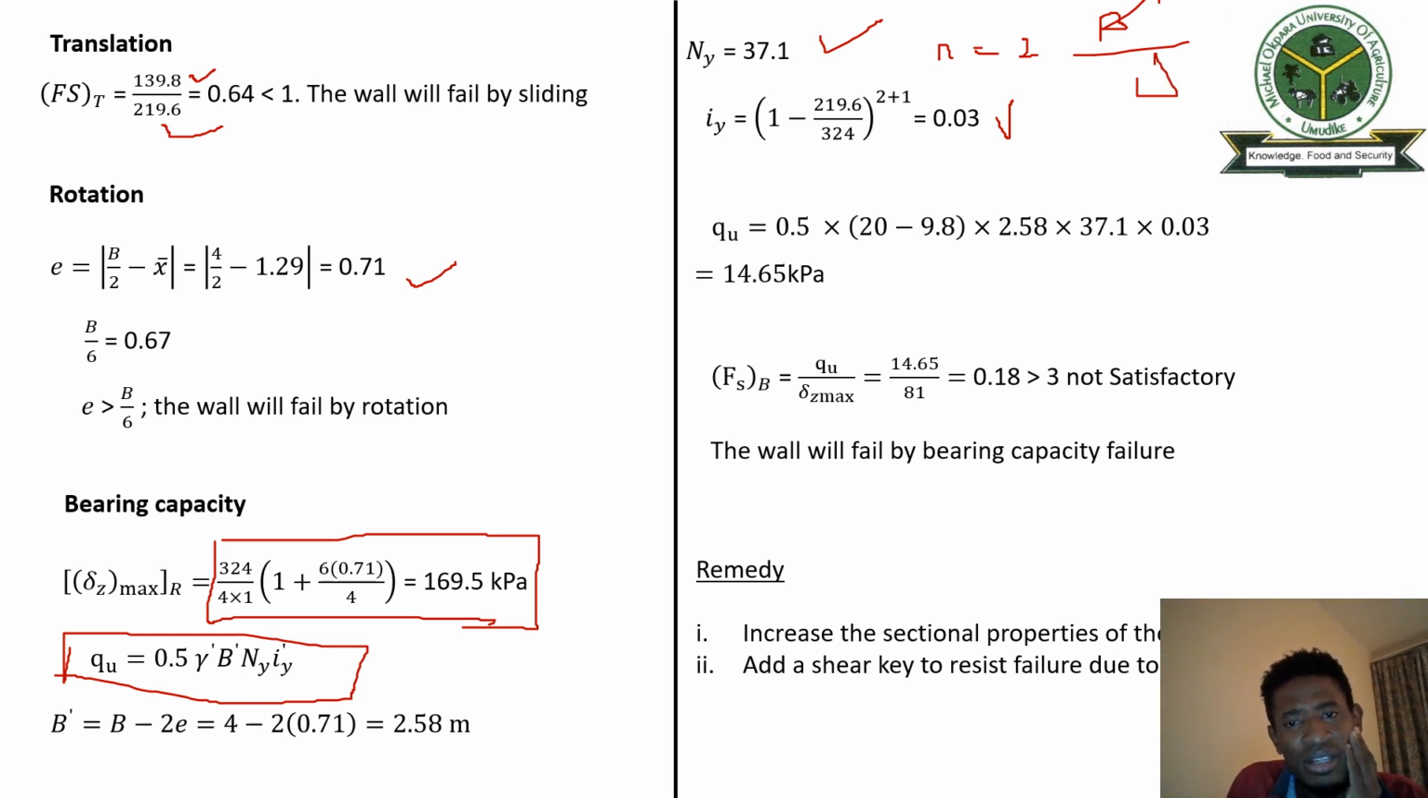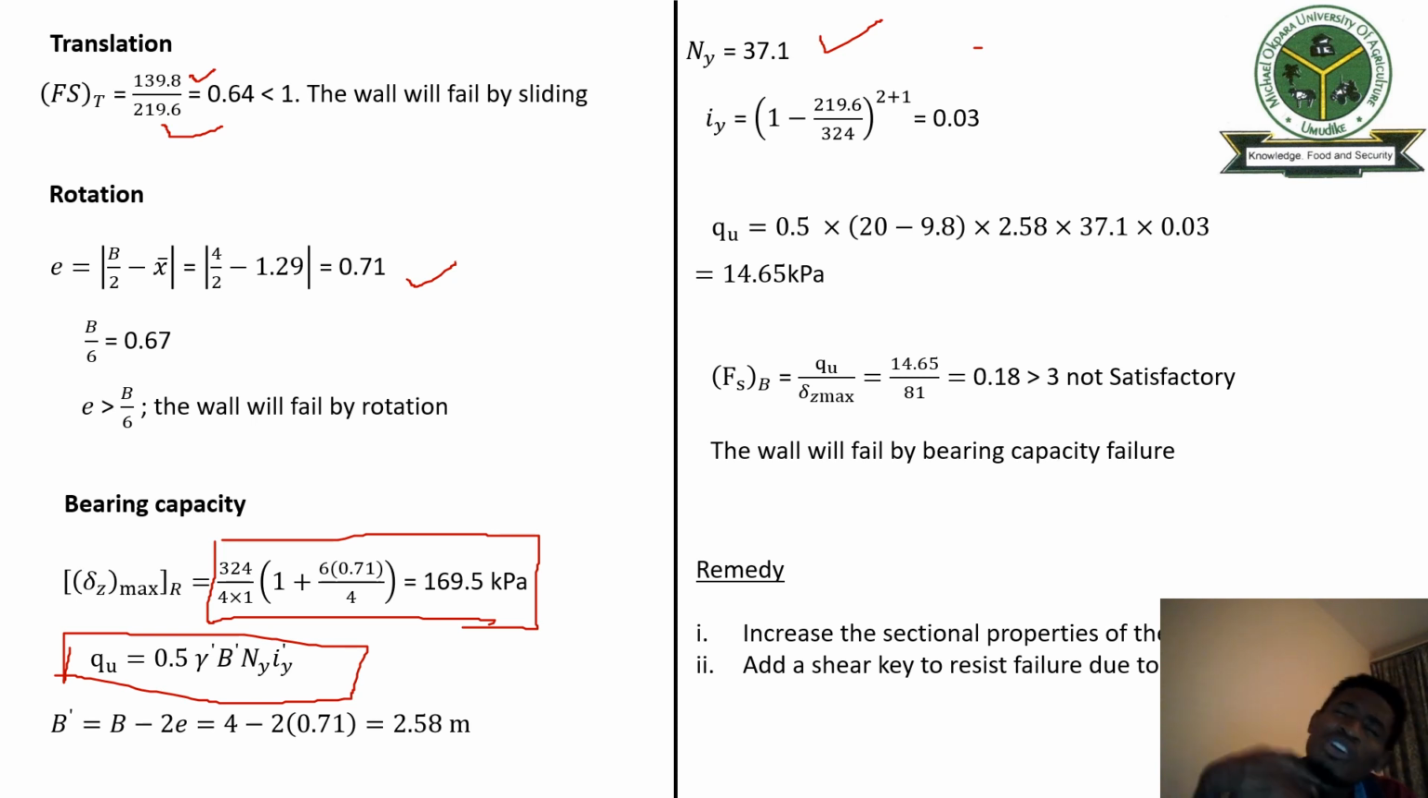At the end of the day, you calculate the value of the bearing capacity of the soil, and the bearing capacity of the soil will now reduce because we are now using effective bearing capacity. So the unit weight will no longer be 20, but it will be 20 minus 9.8, because the water table has now risen from where it was. It has risen to the level that it covers the structure. From that, you multiply it by 2.58, which is the effective breadth of the wall, multiply it by the bearing capacity factors, and you have 14.65.